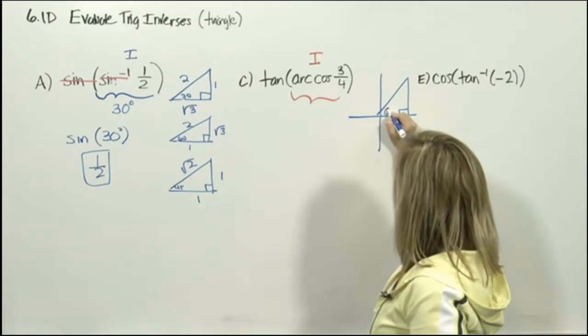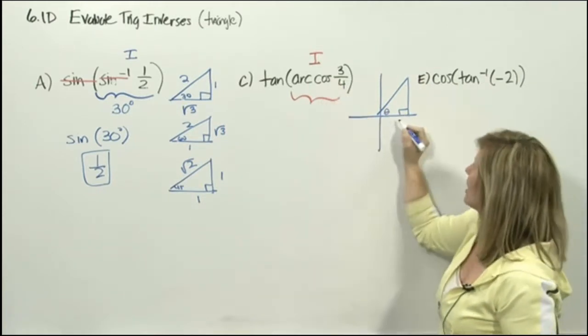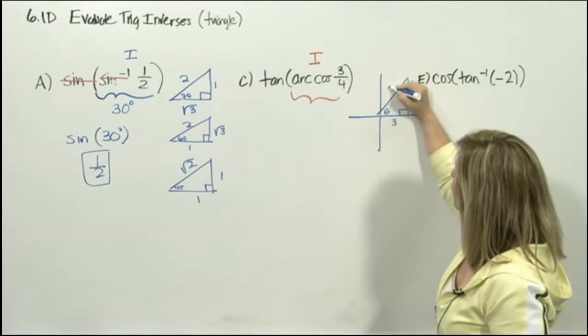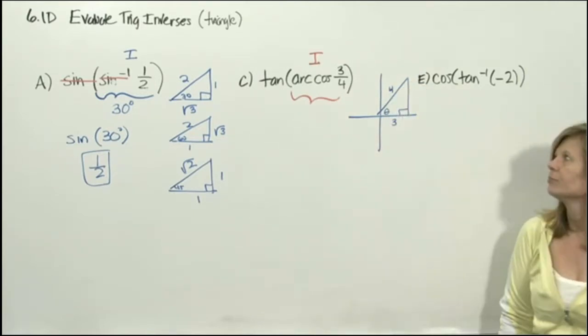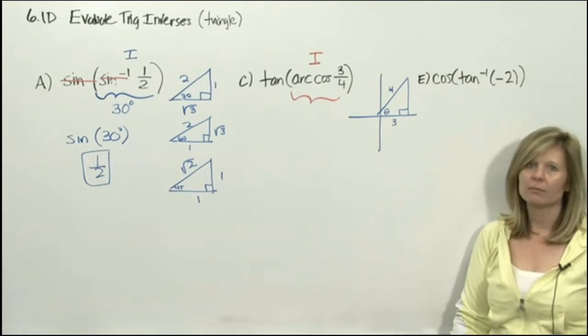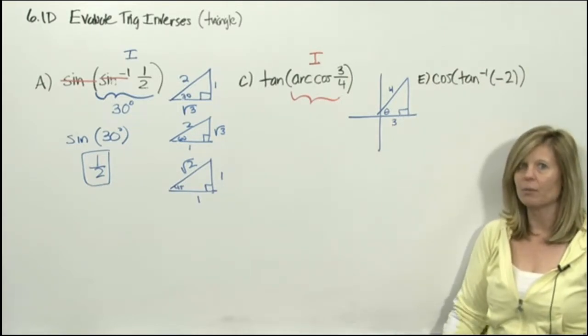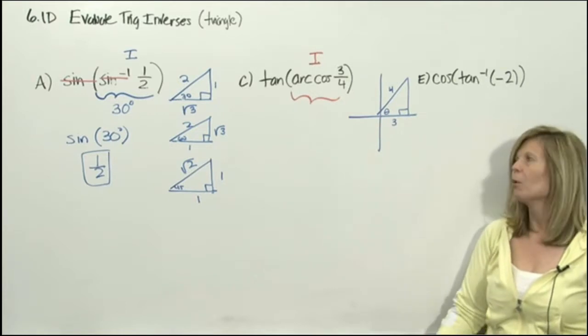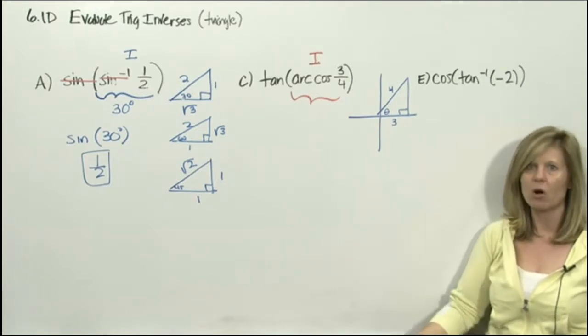And I'll call that angle, I don't know, theta. And I know the cosine is x over r. And all I need to do is find the missing side now. And I know how to find the missing side, Pythagorean Theorem, a squared plus b squared equals c squared. But we write it as x squared plus y squared equals r squared.